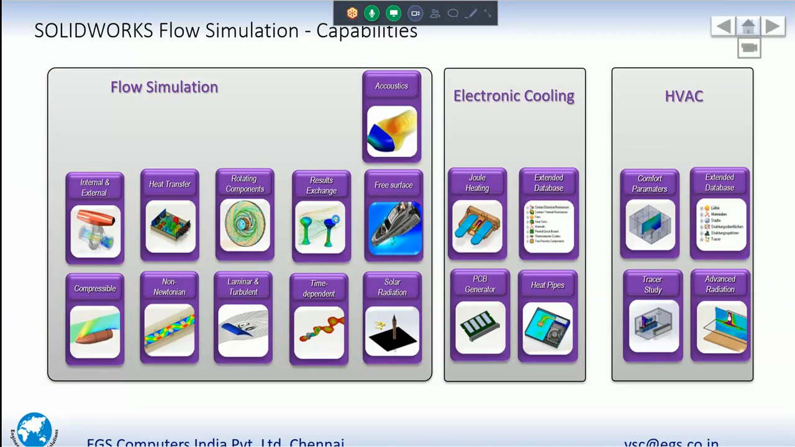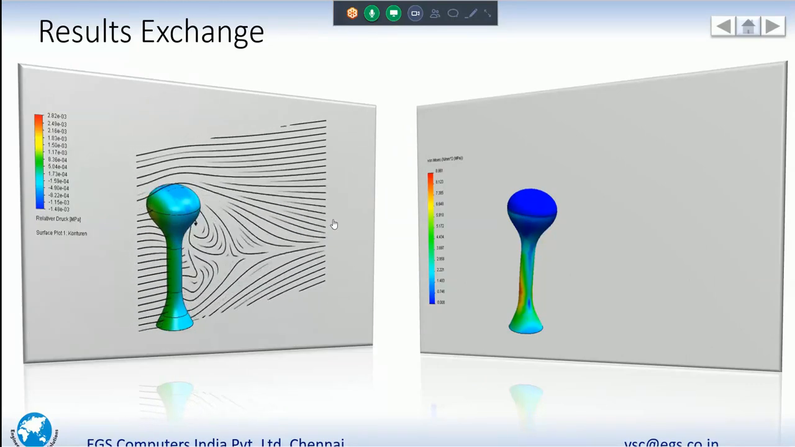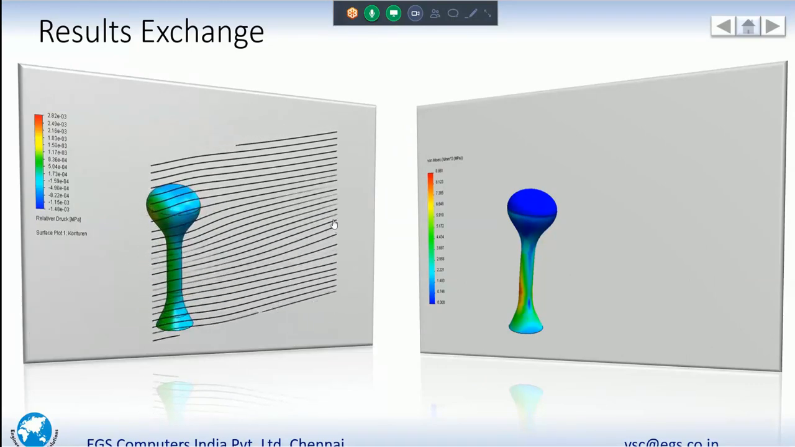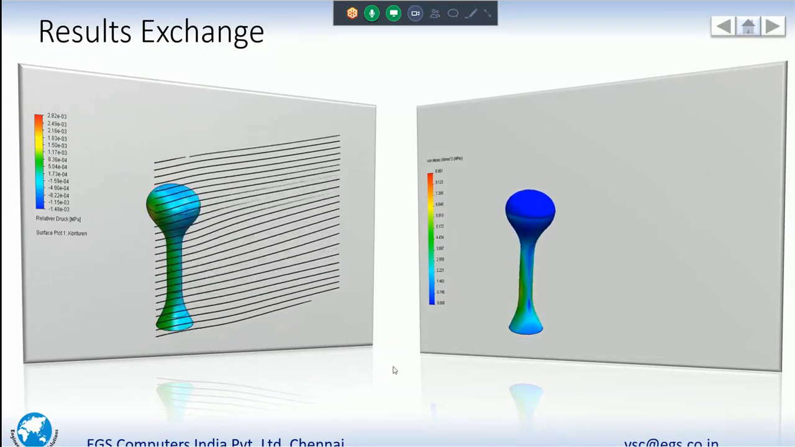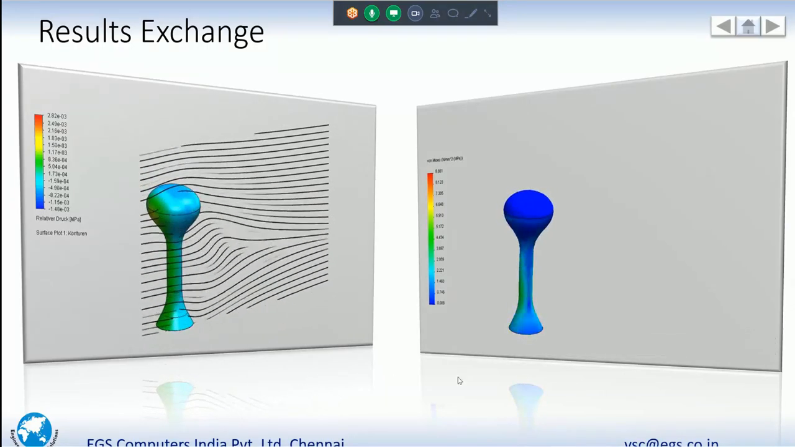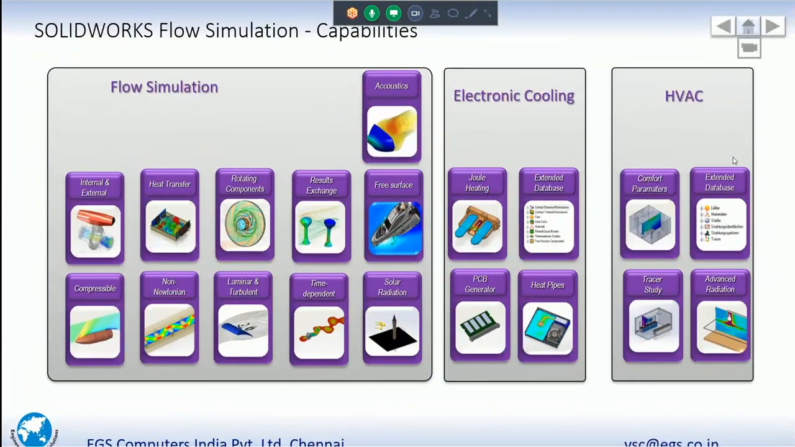Then we can also do a result exchange. Once we do a CFD analysis, those results can be imported to FEA analysis to predict what the pressure around that component is due to the flow conditions. So these analyses will be seen in detail in the upcoming slides.